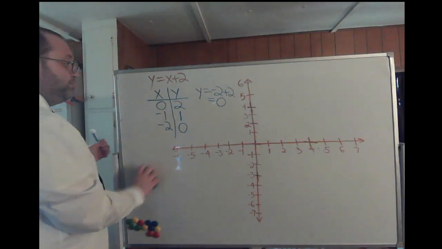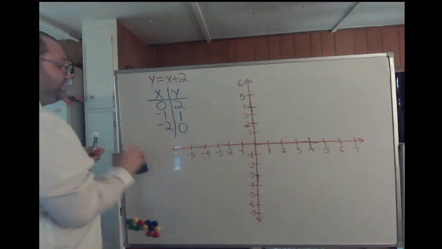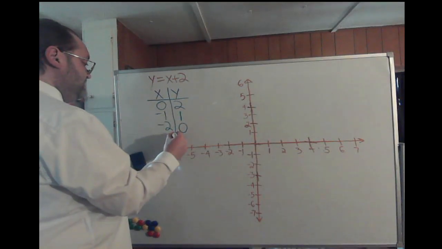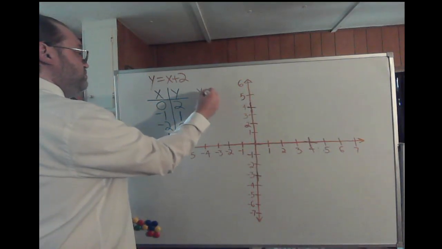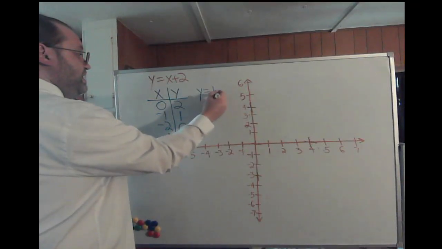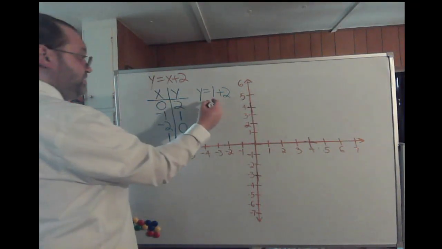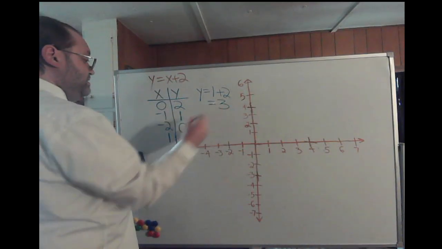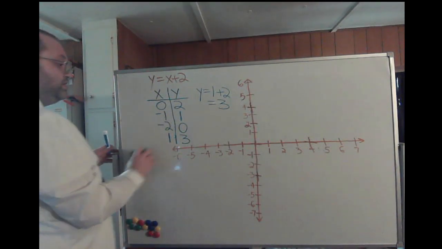Let's do one more point just for good measure. I like to have about 4 points, at least. Let's make x +1 this time. So y will equal, we'll substitute +1 in for x, 1 plus 2. So then 1 plus 2, as we know, is 3. So then y would be 3 when x is +1.